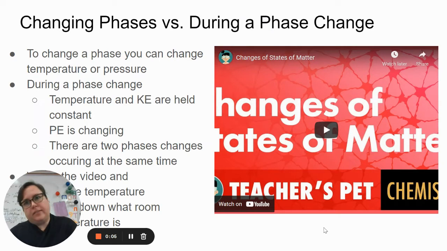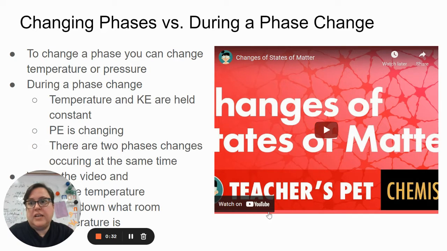All right, let's talk about changing phases and what happens when we change phases. You can actually do two different things to change the phase of a substance. You can change the temperature, which is what you guys are probably most familiar with, but you can also change the pressure. If we change the pressure, what that does is that either forces the molecules closer together or it allows them to drift apart.